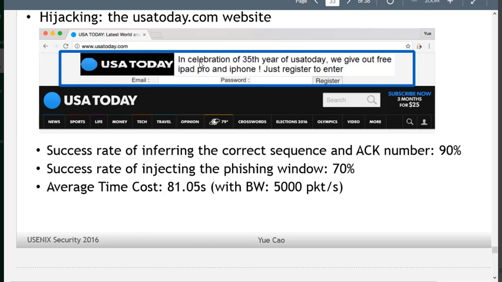They said, hey, in celebration of the 35 years of USA Today, we give out a free iPad and iPhone. Just register to enter the draw. What do you think those bad guys are trying? So basically, they're harvesting your email address, your password, and whatever you are doing. Okay, so this is a very interesting data injection attack.